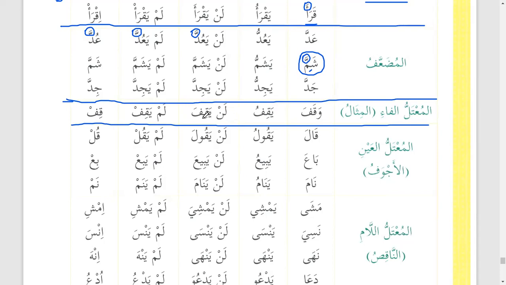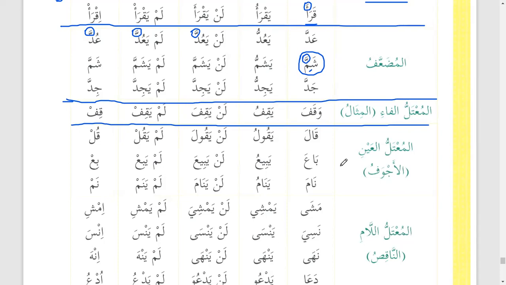And then we have lan yaqifa, as we know that dhamma changes into fatha. And we know that when we put lam, then the ending becomes sakin. So it becomes lam yaqif, and fi'l al-amr will be qif. Just drop the lamatul mudari, and the ending will be sakin already. So it changes into qif, you stop. Waqafa, he stopped. Yaqifu, he stops. Lan yaqifa, he will not stop. Lam yaqif, he didn't stop. And qif, you stop. It also means waqafa yaqifu, to stand as well.